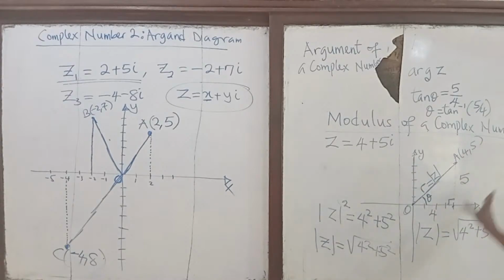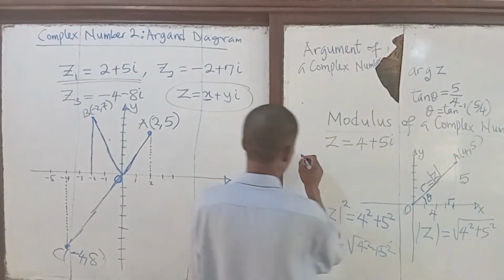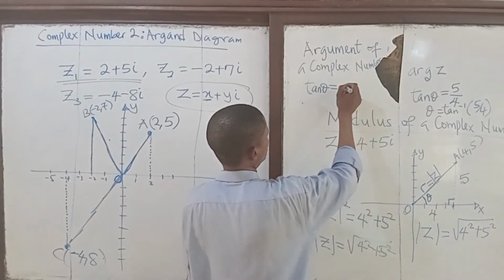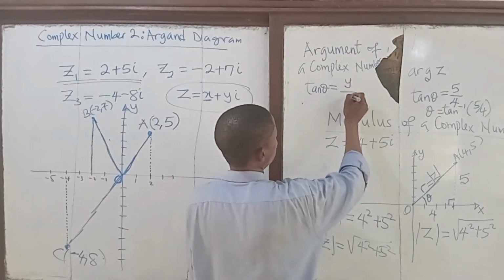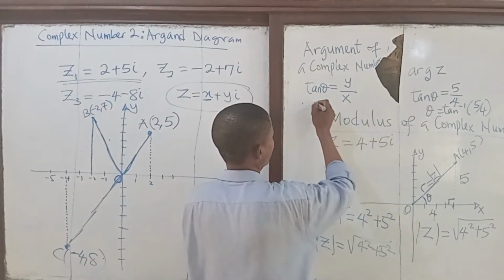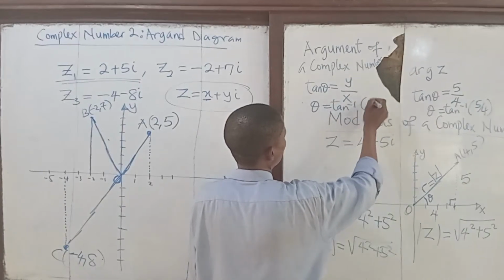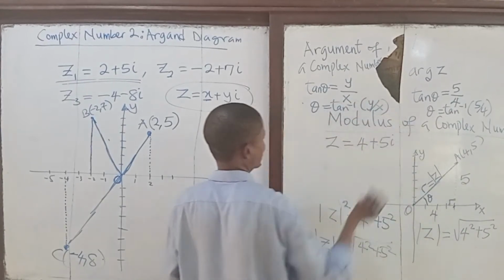And if you are not sketching at all, your argument is tan theta equal to the vertical axis over the horizontal axis, and then you can find the theta, and that will be arctan y over x. So that's that.